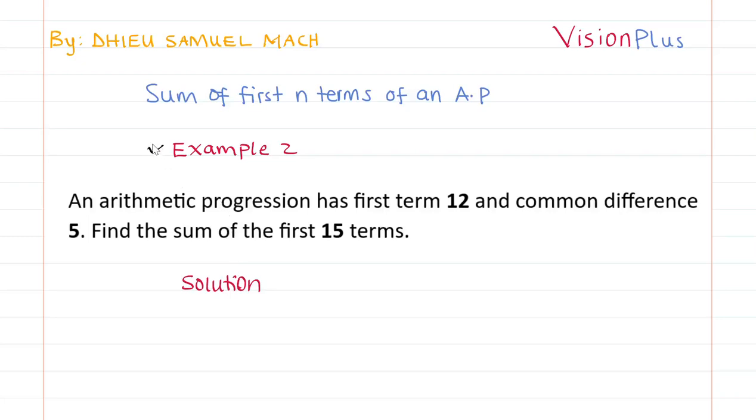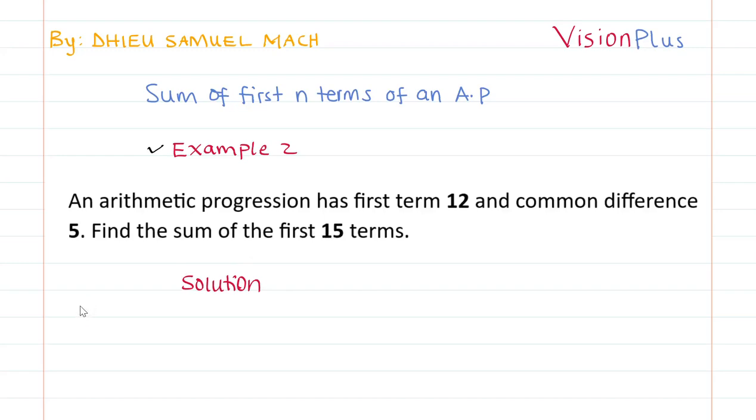Example 2, under finding the sum of the first n terms of an AP: an arithmetic progression has the first term 12 and a common difference of 5. Find the sum of the first 15 terms. What is the formula for getting the sum of n terms of an AP?